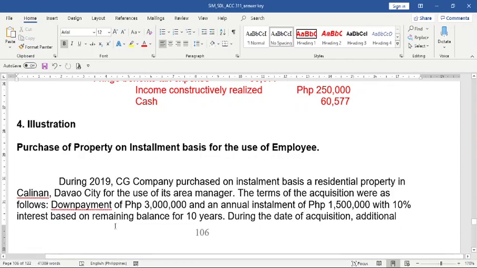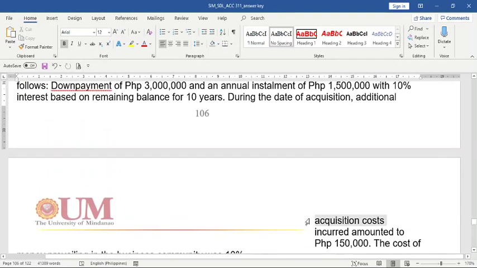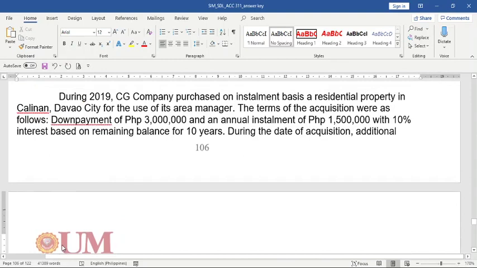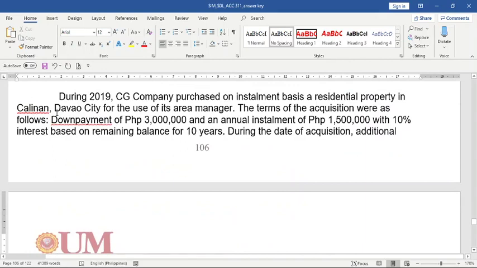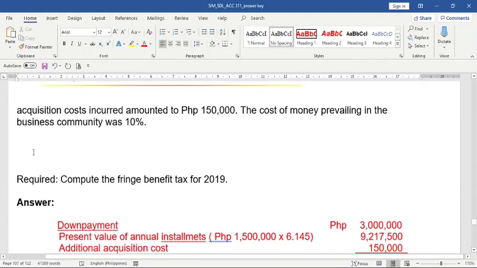Okay, the terms of the acquisition were as follows. Down payment, 3 million. There is an annual installment of 1.5 million with 10% interest based on the remaining balance for 10 years. On the date of acquisition, there was an additional cost incurred amounting to 150,000. And the cost of money prevailing in the business community was 10% interest. Compute for the fringe benefit tax for 2019. So again, down payment, 3 million. Installment, 1.5 million within 10 years. The interest is 10%, the same as the current interest rate in the market.